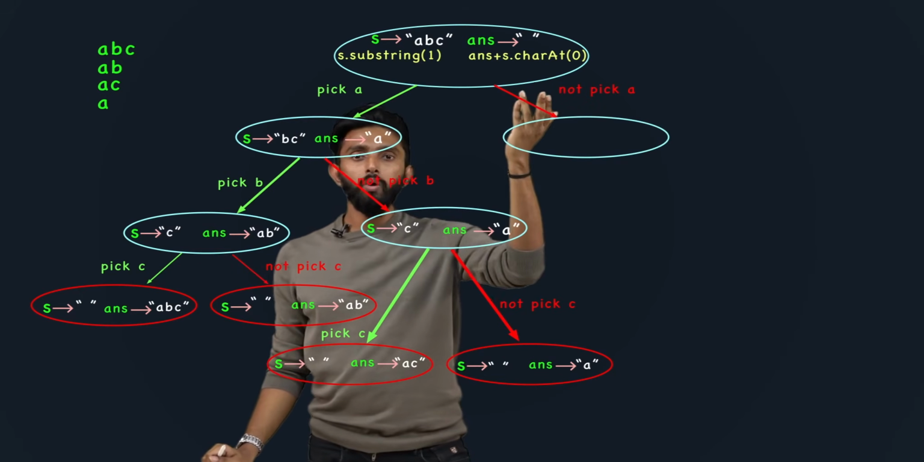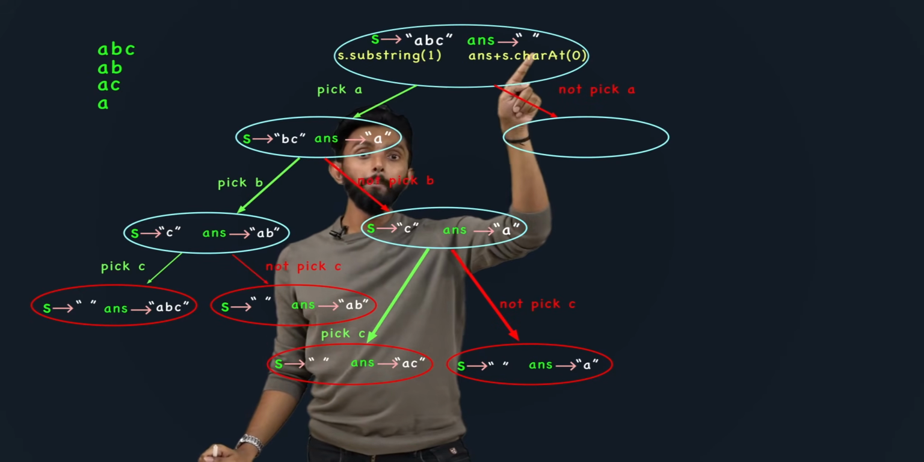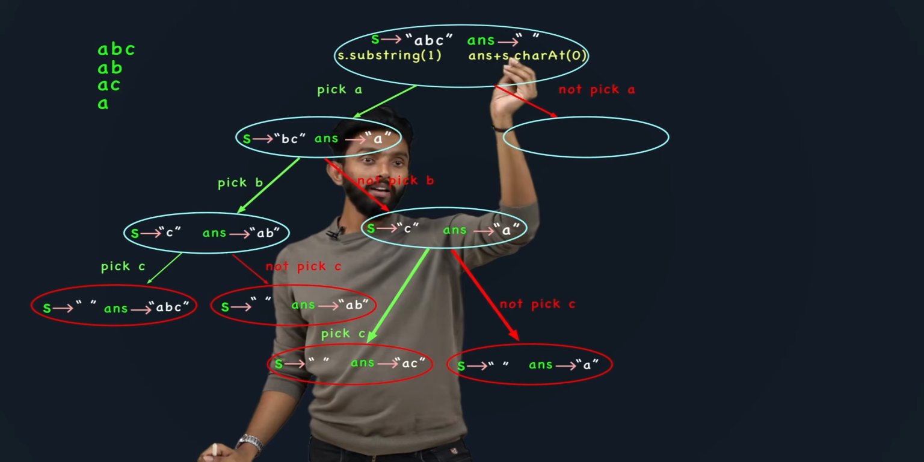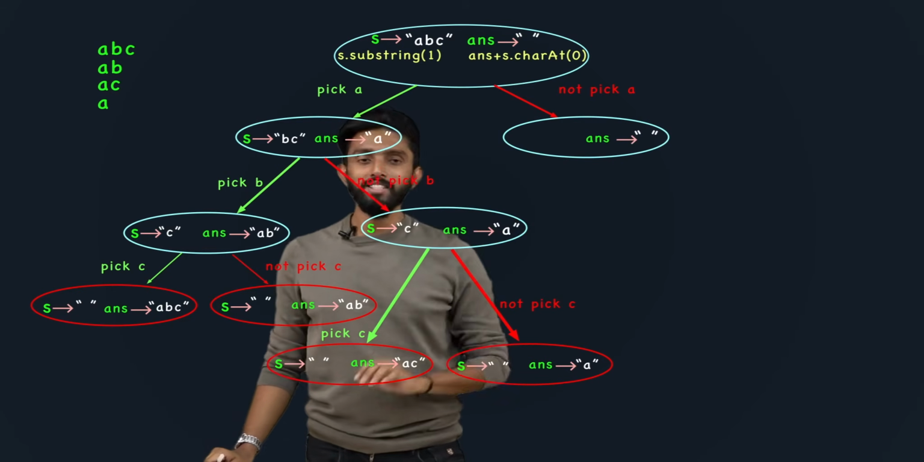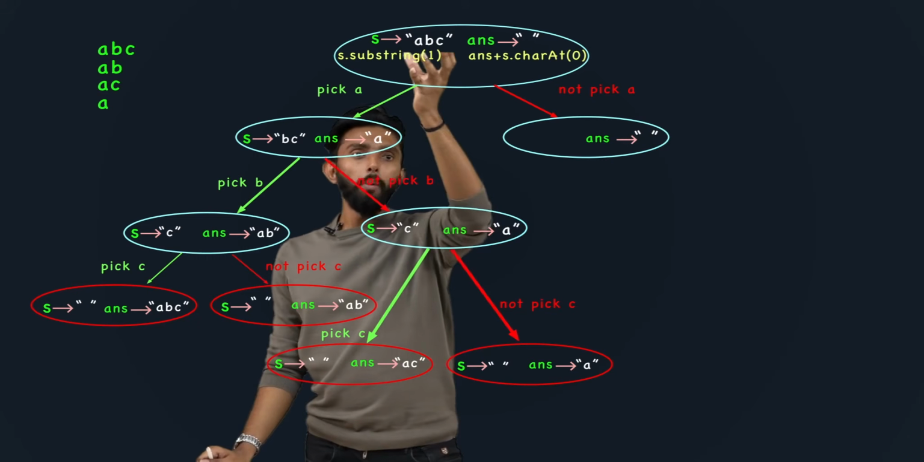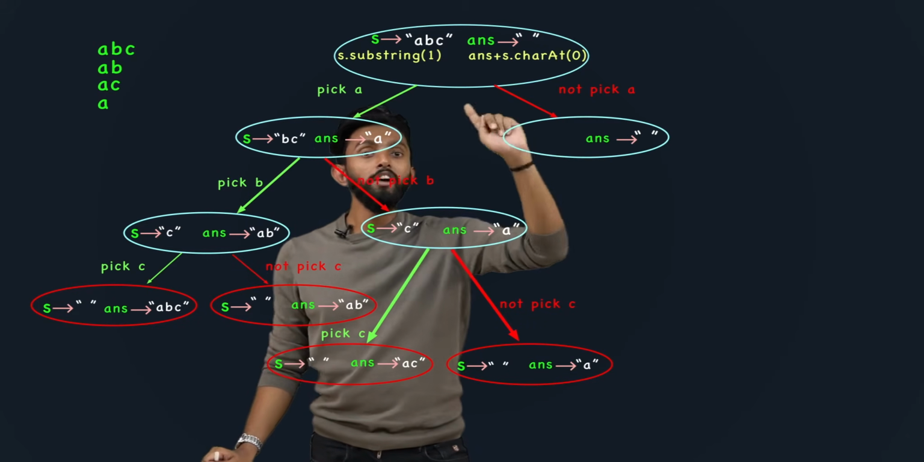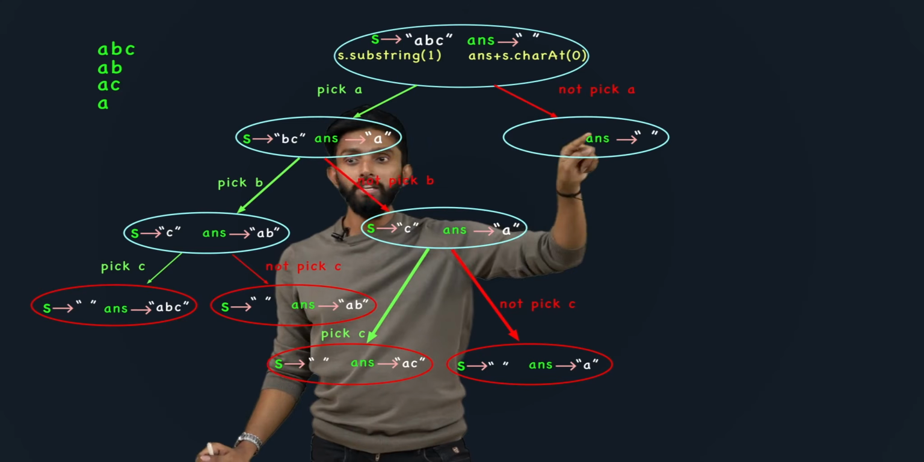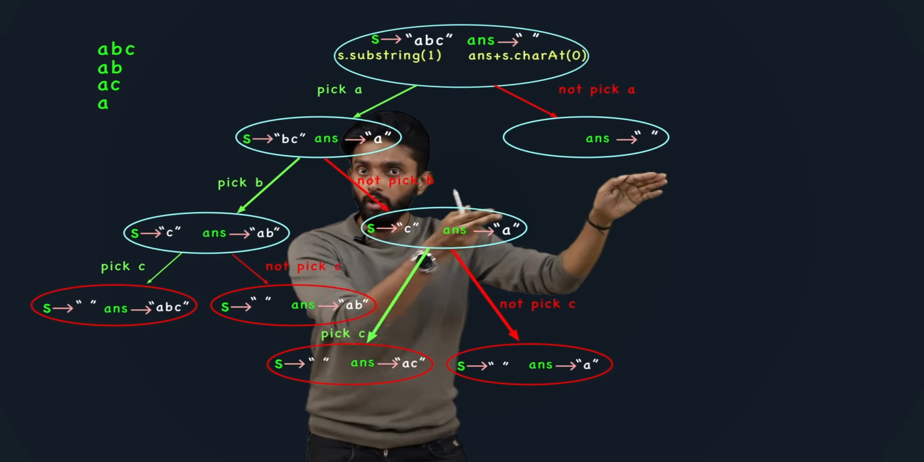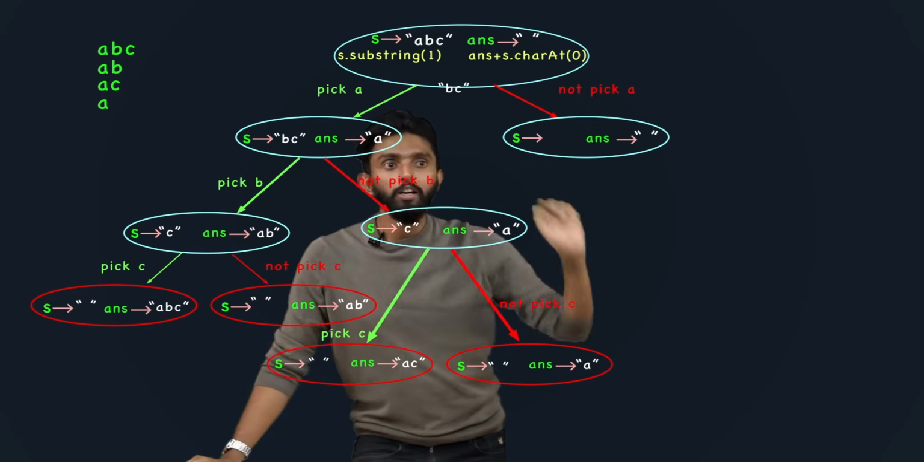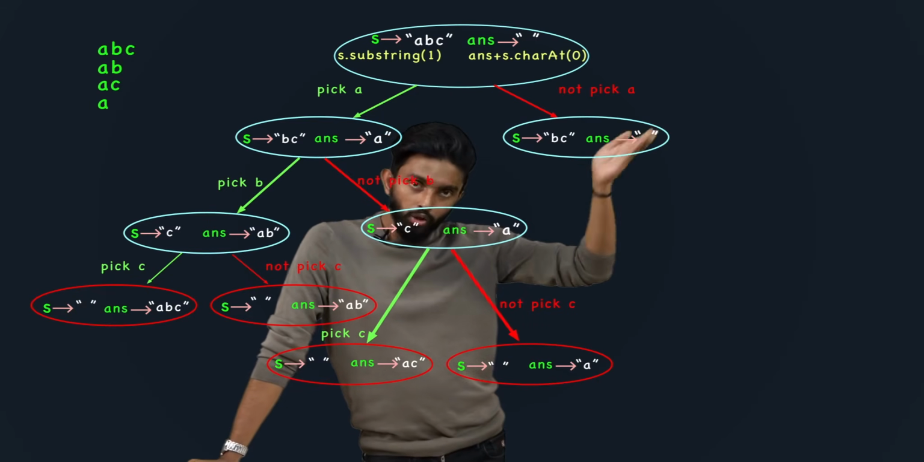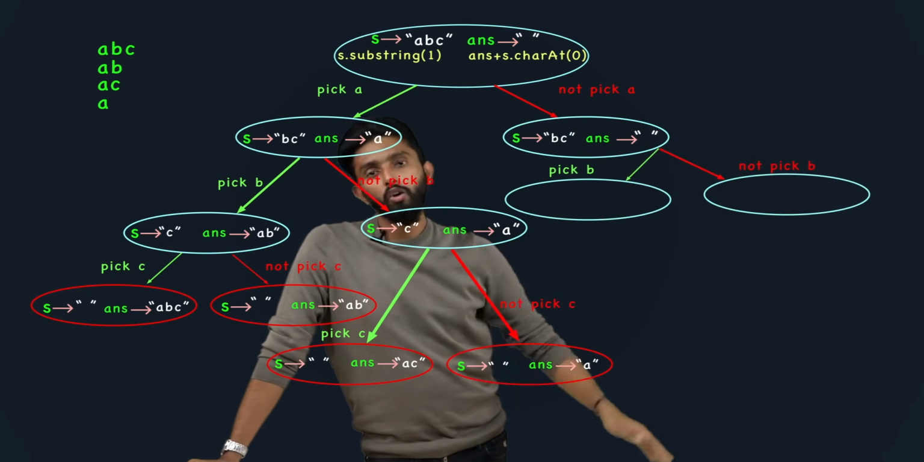Not pick A means what, guys? The answer was empty. Don't append A to it, which means I will not do concatenation. As it is, I will send the answer. Obviously, to find all the subsequences of ABC where A is not picked, first I should find all the subsequences of BC, which means the same logic applies here also. Find the substring, send it, BC. Again two options, pick B, not pick B.